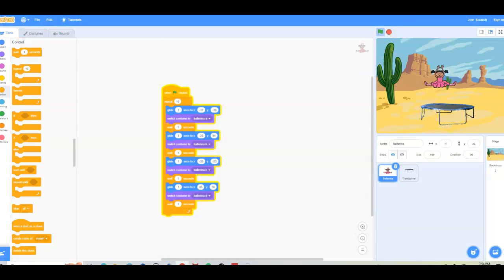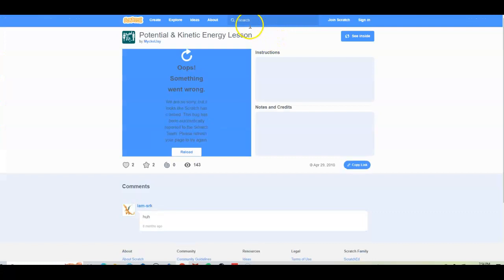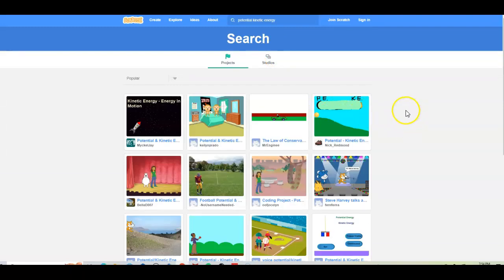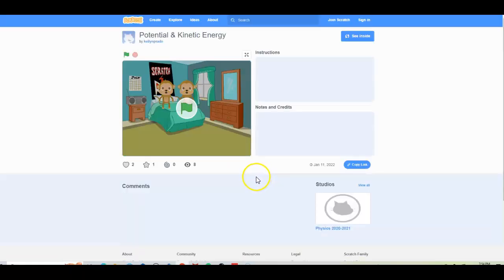So in Scratch, one of the things that can be done is they could potentially share. I'm going to go ahead and type in potential and kinetic energy here. So they could share what they have done as well, so other students can watch and remix what their coding is. So here's one more example. I might show one of these to get them excited and thinking about how they want to show their understanding.